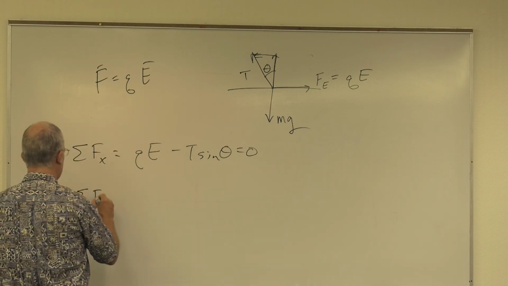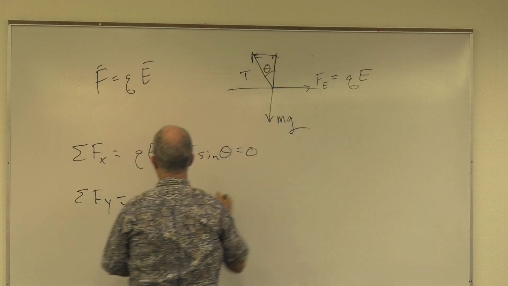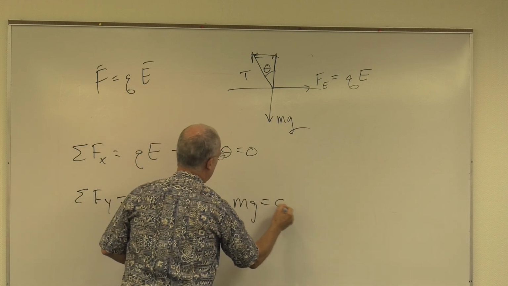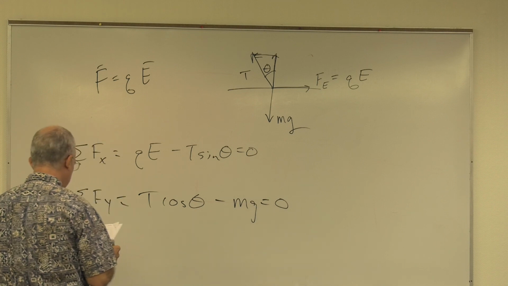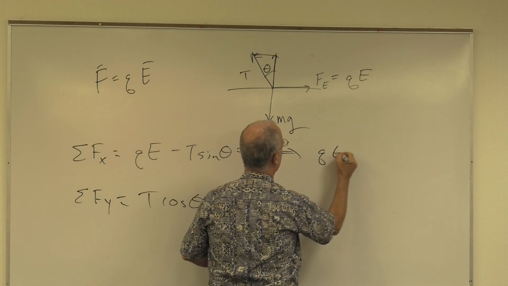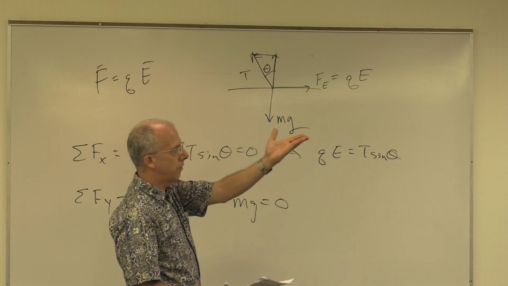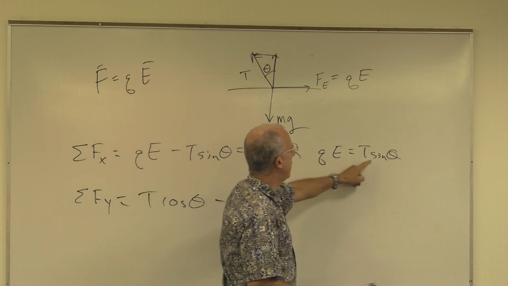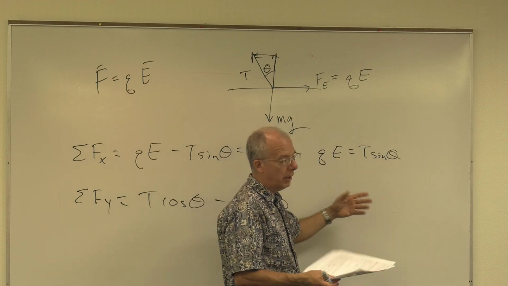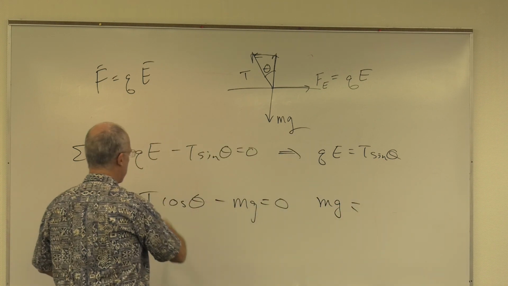Then we have the sum of the y's. So we have T cosine theta, then minus mg equals 0. So this one says that QE equals T sine theta. We're trying to get Q, right? That's what it says, find the Q. Now we know E, we know theta, but we don't know the tension, so we need another equation. Well, this one just says that mg equals T cos theta.